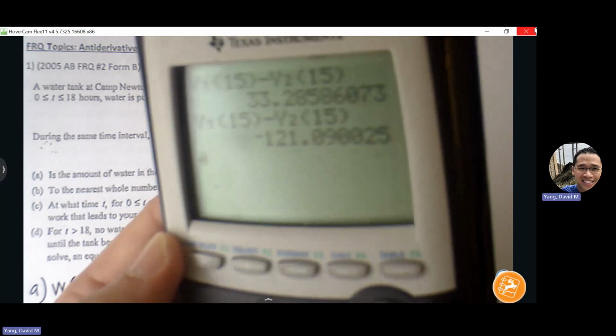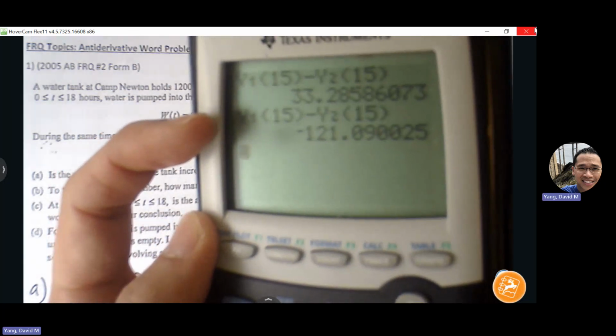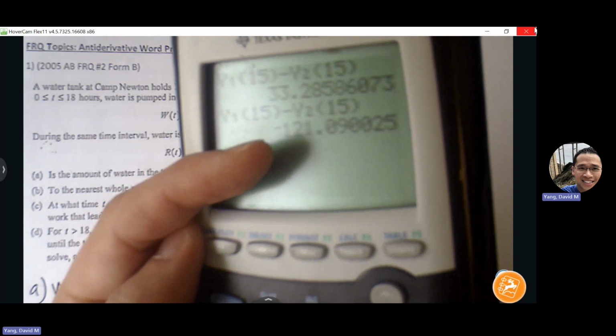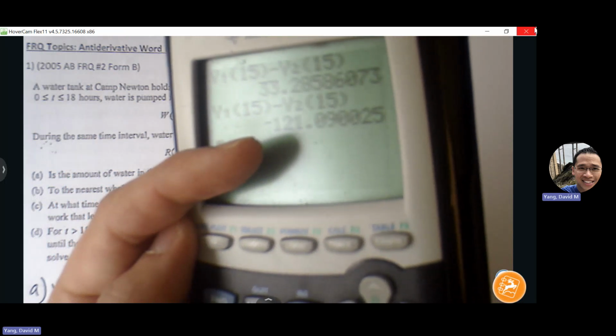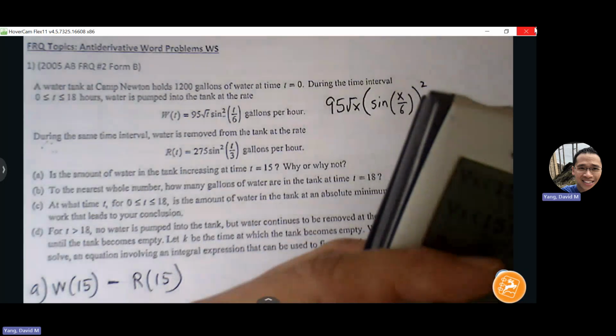Decreasing. Decreasing, yeah. So that means my R of t is going to be a larger value than W of t. That's why I'm getting that negative number. So we know that the amount of water is decreasing at this rate. It's decreasing by 121 gallons per hour.